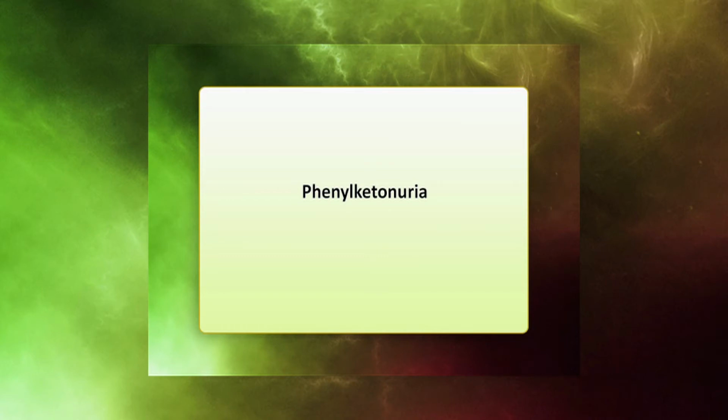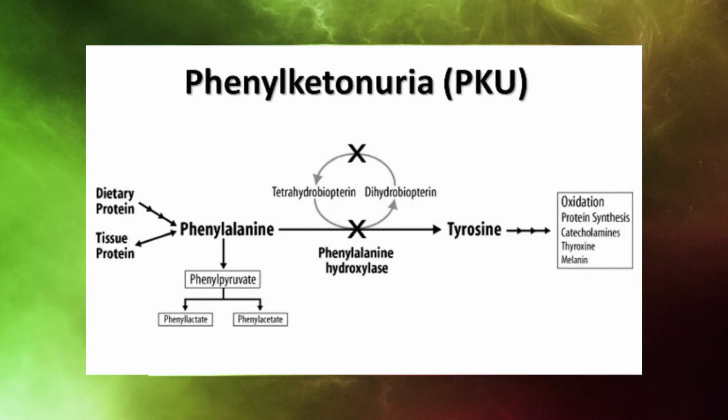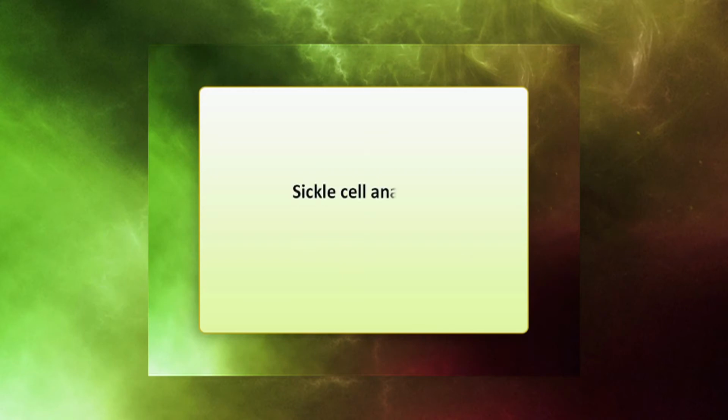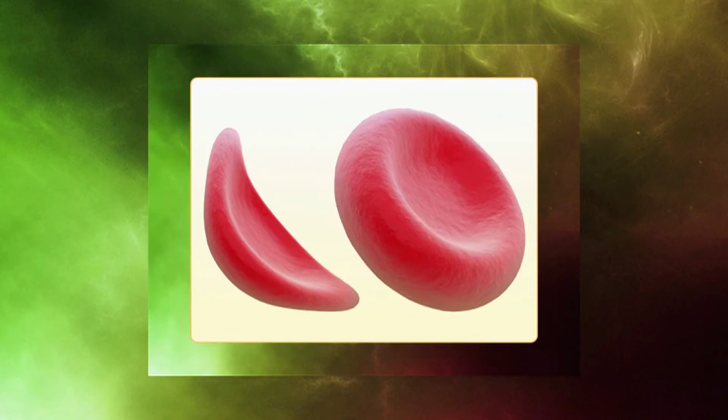Phenylketonuria, a defect in phenylalanine metabolism causing mental retardation unless a special diet is started early enough in infancy. Sickle cell anemia, a disorder of the hemoglobin molecule causing the red blood cells to become sickle-shaped and rupture under conditions of low oxygen tension. This results in severe hemolytic anemia.